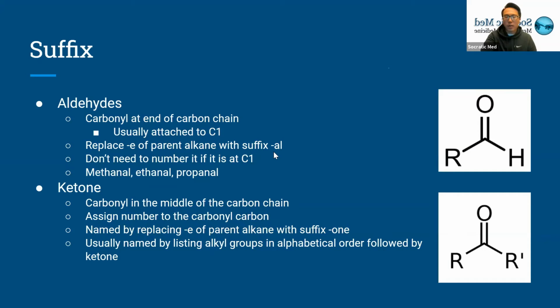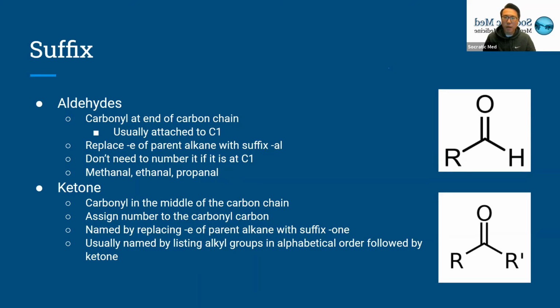So that's for aldehydes. For ketones, the carbonyl is in the middle of the carbon group, right? So you have to number that. You have to specify which carbon it's on. So when you assign the number to the carbonyl carbon, you have to identify that in the complete name of the group. And when it's the highest priority functional group, you have to replace the E in the parent alkane with the suffix "-one".